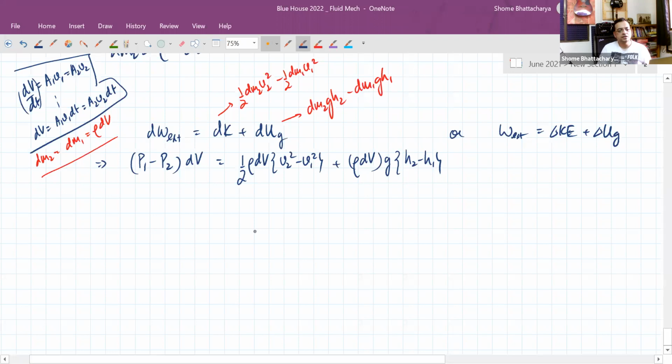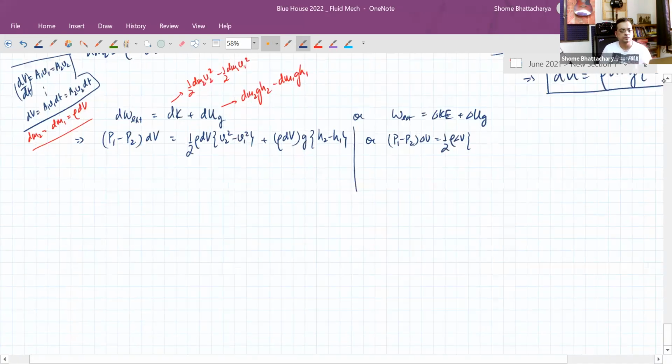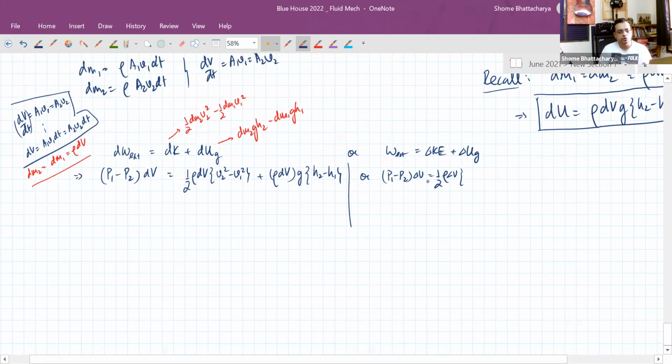So now cancelling off the dV on both sides, or if we write this in delta form, we'll write it as P1 minus P2 into delta V, that is the volume which has flowed in time delta t, is equal to half rho delta V and so on. So a similar kind of expression, no difference at all, but only d is replaced with delta.